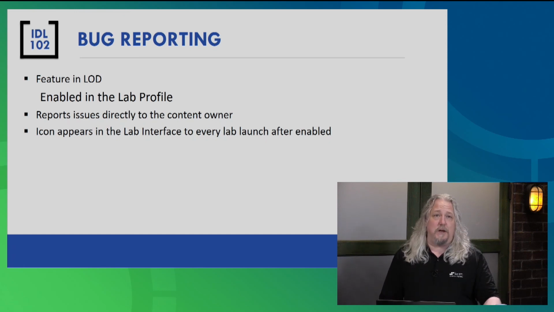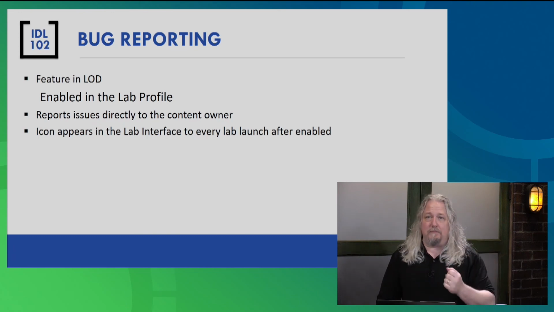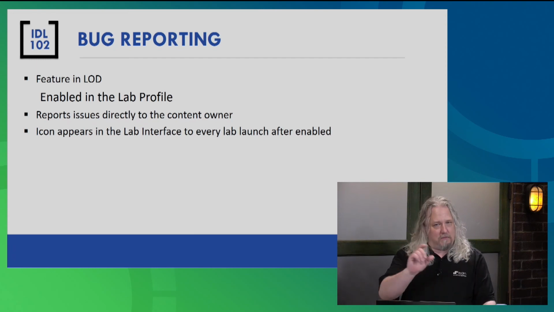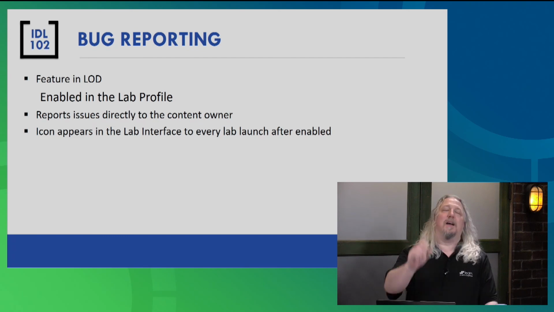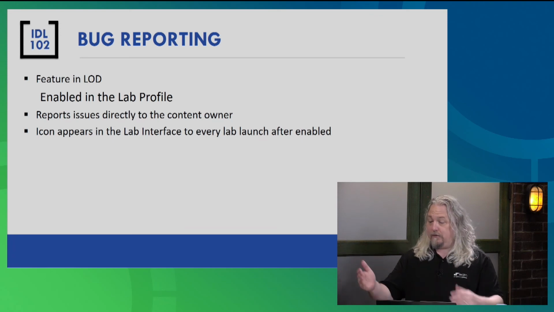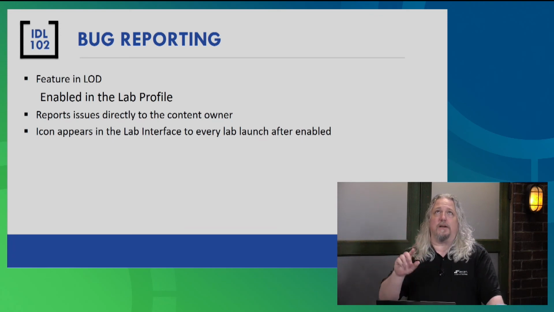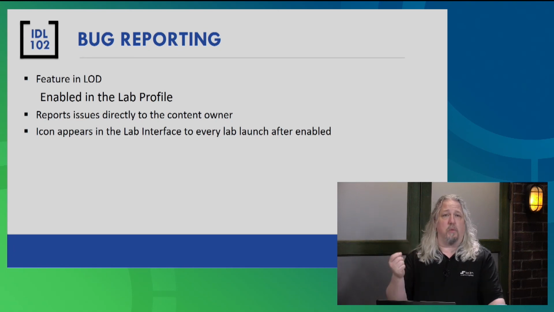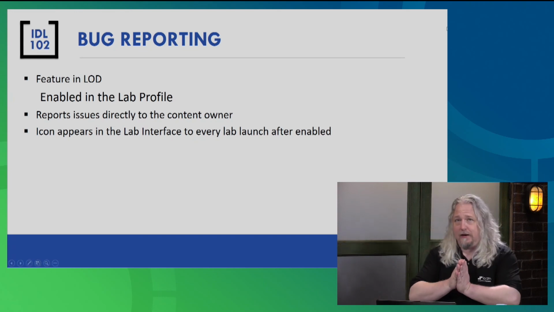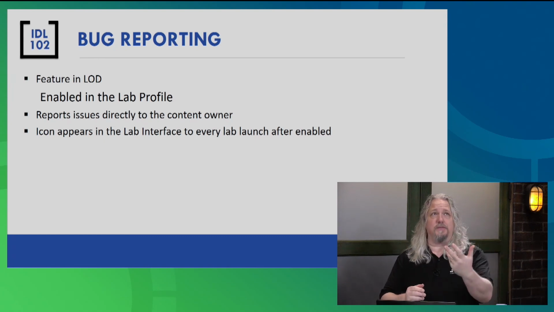So it is a feature in LOD, in Lab on Demand. It is something that the lab developer can turn on and off on a per lab profile. Remember, lab profile is what gives you the launch button. So you can have each one of your lab profiles either have it turned on or have it turned off. The trick here is that the bug reporting feature will actually appear in one of two locations. I'm only going to show you one of those right now, but I will show you where it will appear in a different circumstance.